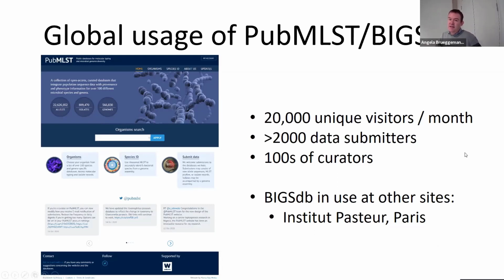So PubMLST itself is quite a large website now. We get about 20,000 unique visitors a month. Over 2,000 people submit data to it. And there are hundreds of curators all around the world who look after different databases on the site. It's not just us that use it. I mean, we write the software, but it's freely available for anyone else to use. It's open source software. So the Institut Pasteur use it to host their databases, but other people use it too. For instance, Pfizer and GSK run this internally to look after their data.